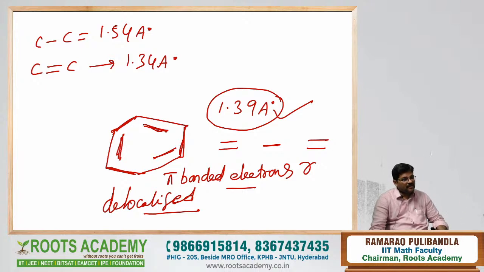Because of what? The conjugation property. What is conjugation? The pi bond electrons are delocalized. What is the meaning of delocalization? The pi bond electrons are revolving in the ring structure. That's why the bond length is equalized, and it becomes 1.39 angstroms.